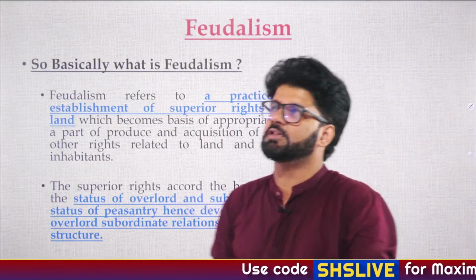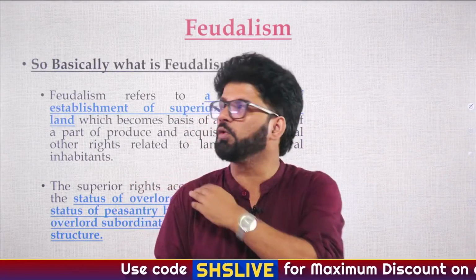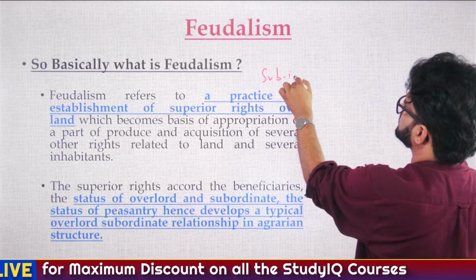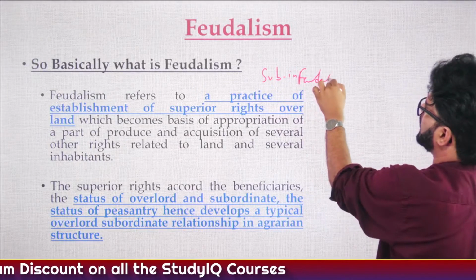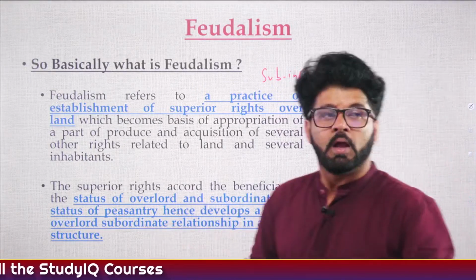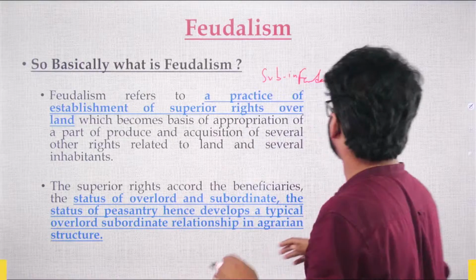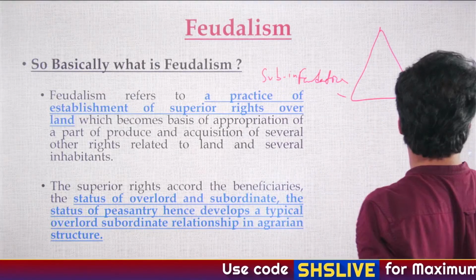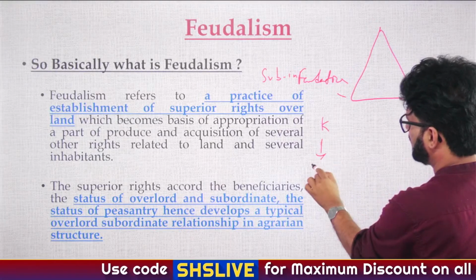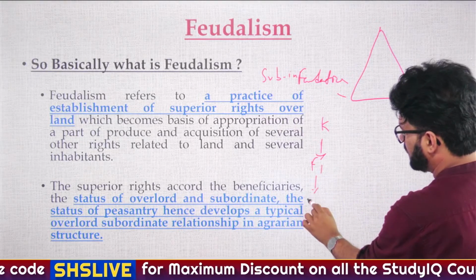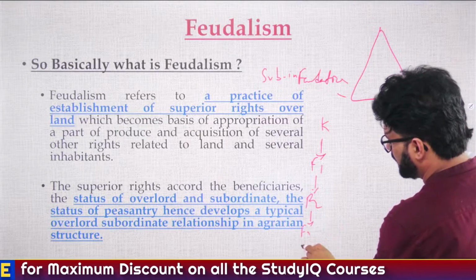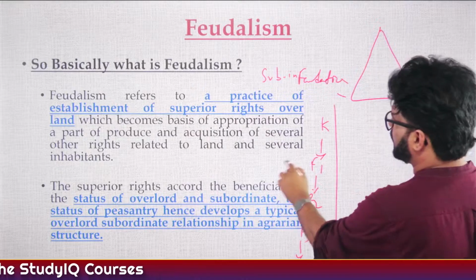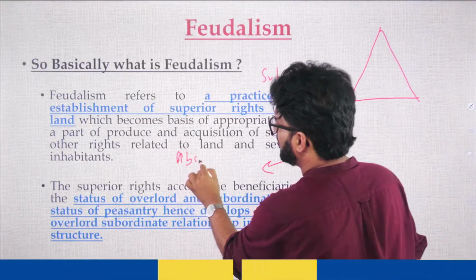Please understand one thing: this feudalism concept and the sub-infeudation concept, you have to remember these words. Sub-infeudation. What is sub-infeudation? For simplistic purposes, let me make a simpler diagram. Let's say there is a king. He gave his land to feudal lord 1. He gave his land to feudal lord 2. He will give it to feudal lord 3. He is directly dealing with the serf. This is sub-infeudation.